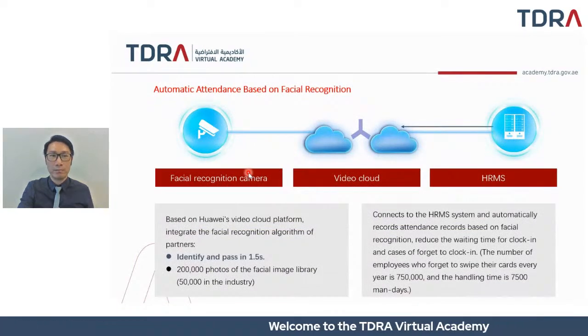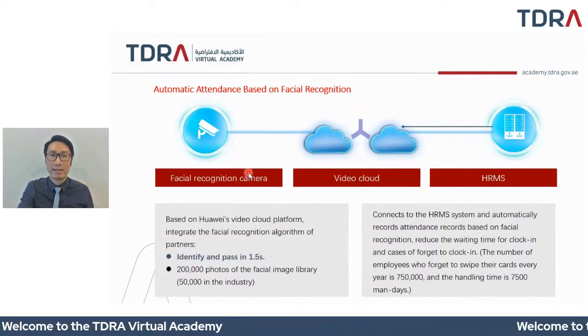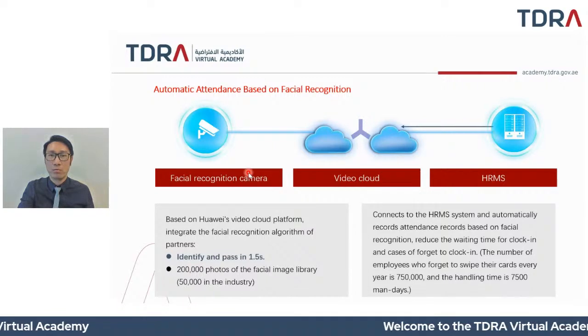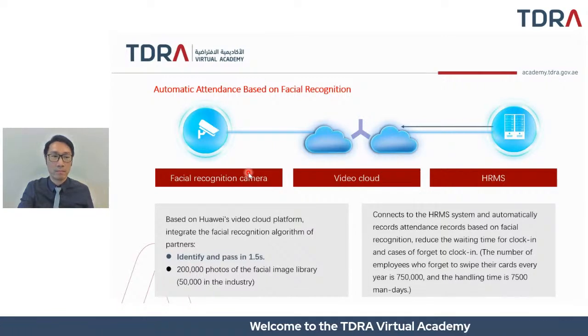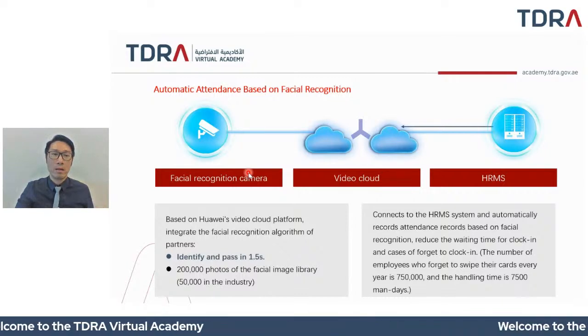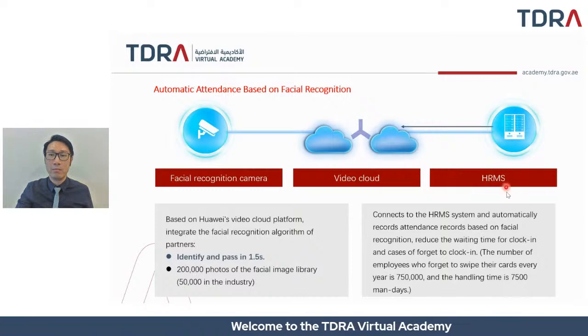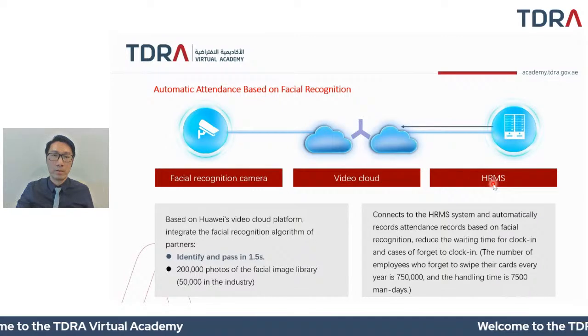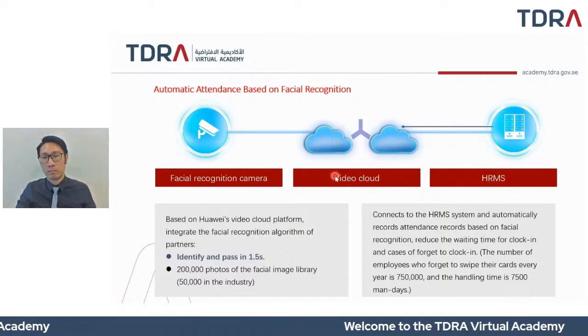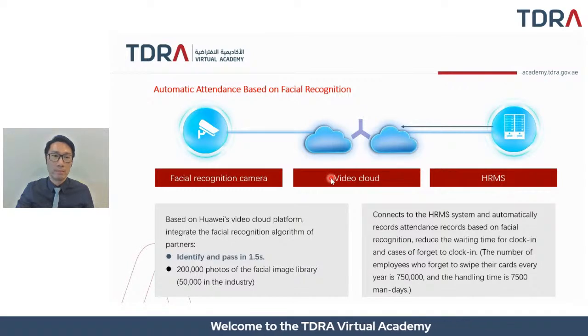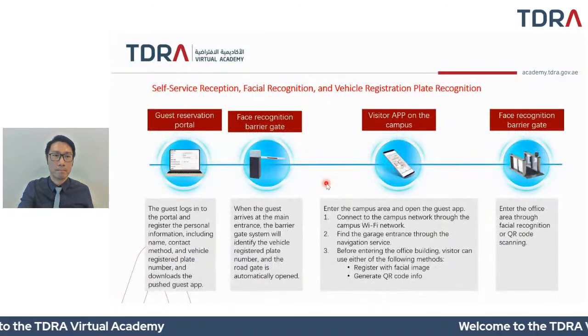So in Huawei campus, we already have the automatic attendance. Okay, automatic attendance record based on recognition. So we don't need to bring our employee punch card. We just show our face, then it will be recognized. So using the AI facial recognition, it will update into the human resource management system. So it will know that you are coming to the office to work today. So this is all automatic.